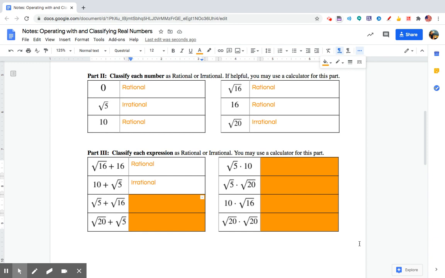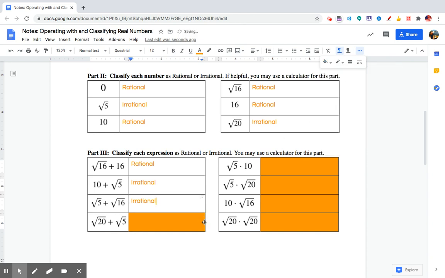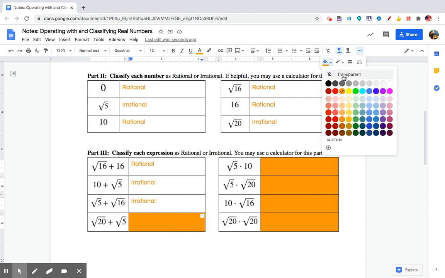All right, this is an irrational number plus a rational number. Well, it's probably irrational, like up here, because I'm going to end up with a decimal that goes on forever, that never terminates and never repeats. Irrational. Okay, the square root of 20. It's got this decimal part that goes on forever with no pattern. The square root of 5, same thing. So when I add these two together, I'm going to have a decimal that goes on forever with no pattern. That's irrational.